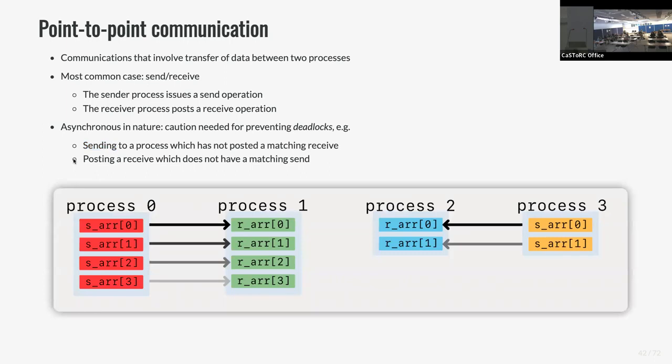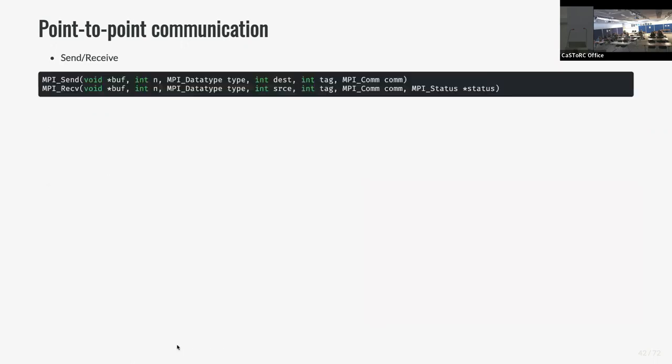Okay, here's just a very trivial example. For example, you have processes 0, 1, 2, and 3, 4 processes, and we want 0 to send an array to process 1, and we want 3 to send an array to 2. And these don't have to be the same sizes. So what we see here is 2 point-to-point communications, okay? One point-to-point communication is between process 0 and 1, and the other point-to-point communication is between process 2 and 3.